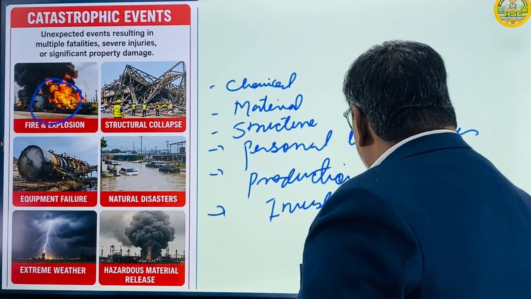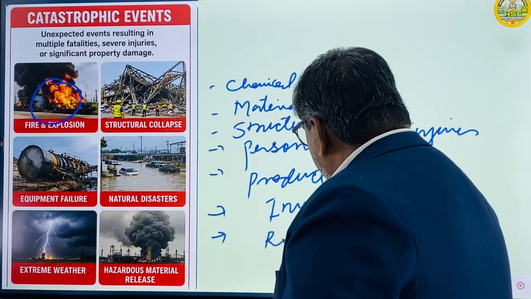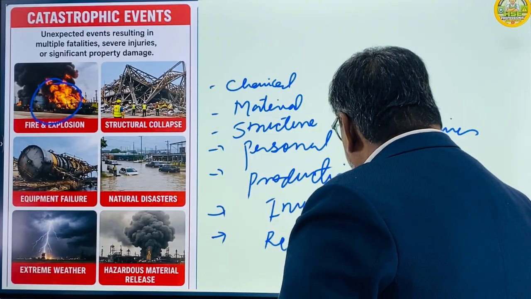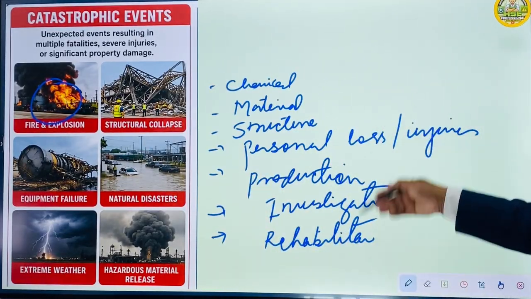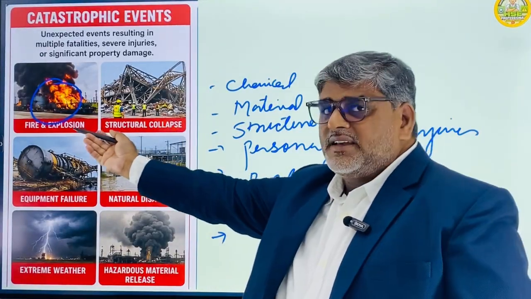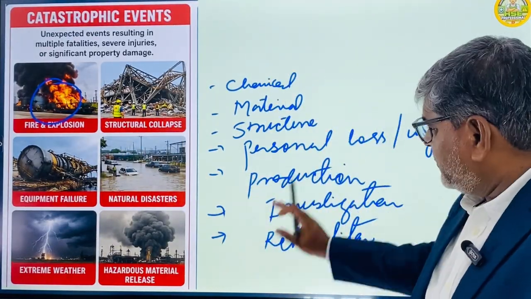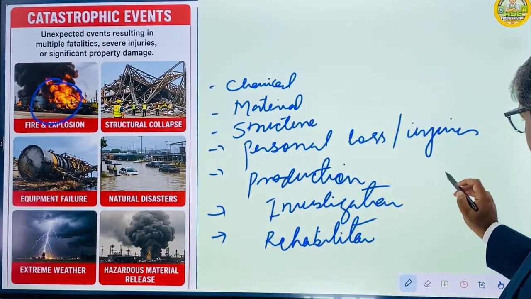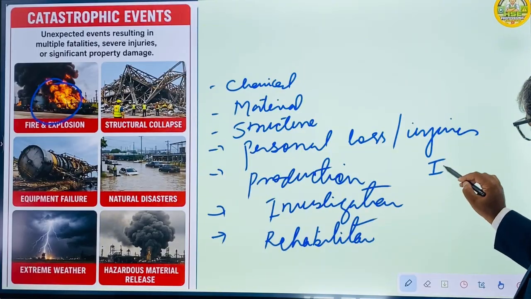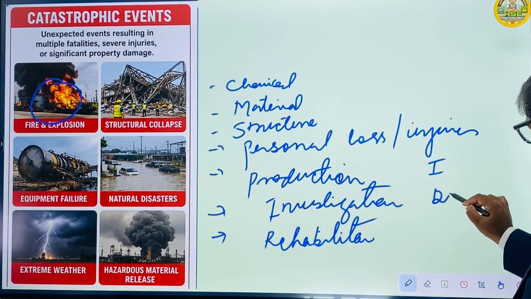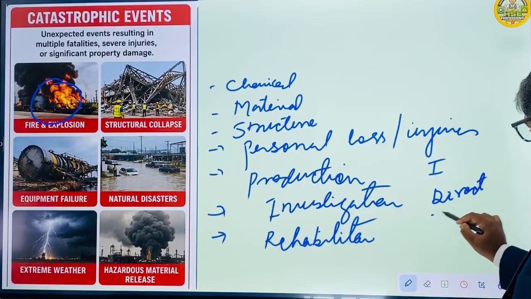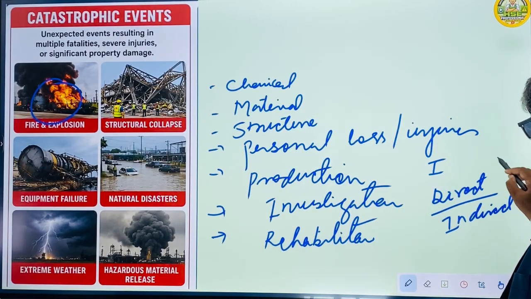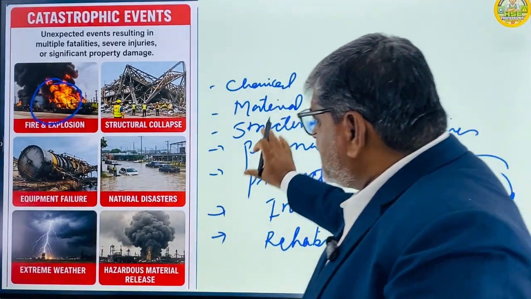Investigation, and we can also say rehabilitation. Rehabilitation, like they are going to make another plant. So all of these expenses are because of this catastrophe. Okay, you know very well there are two types: direct and indirect insurance. But simply, I have just described it here.